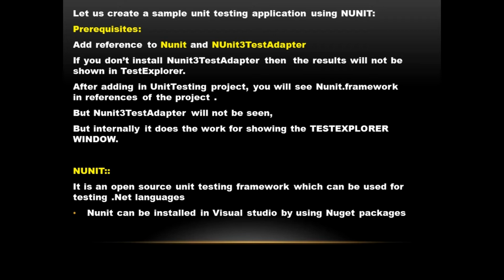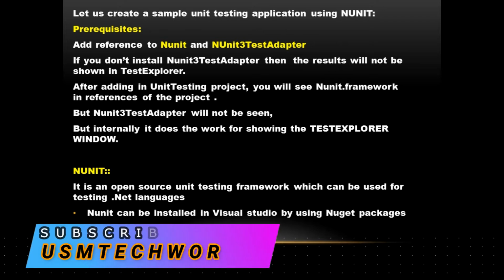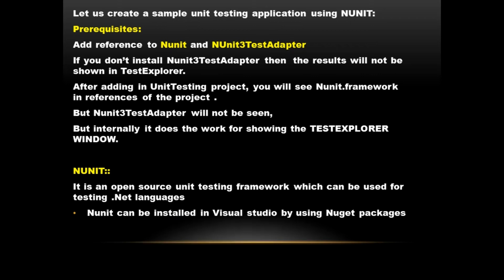After adding both DLLs, NUnit and NUnit 3 test adapter, you will see the NUnit.framework reference in the project, but you will not see the NUnit 3 test adapter. Internally it will be used to show the Test Explorer. Okay, so what is NUnit? It is an open source unit testing framework which can be used for testing .NET languages. It can be installed in Visual Studio using NuGet packages.